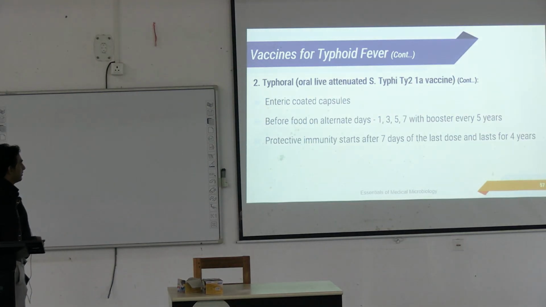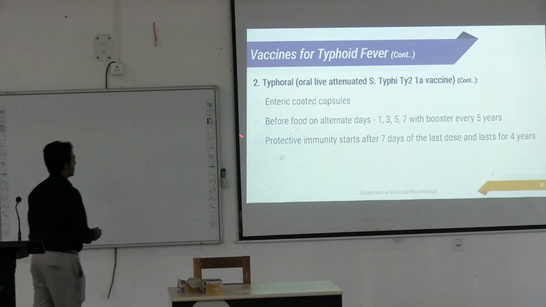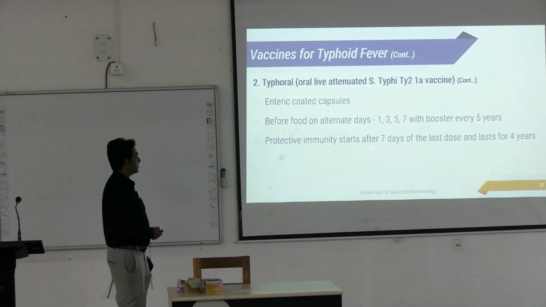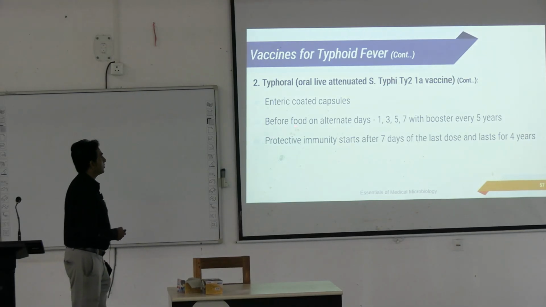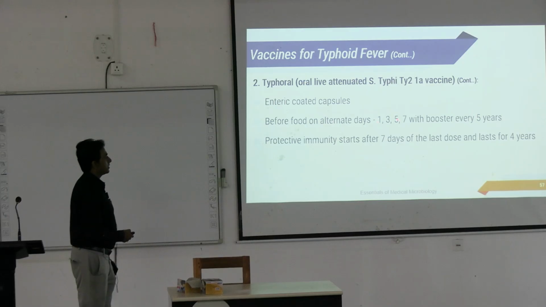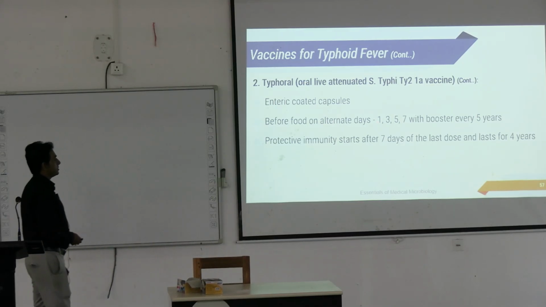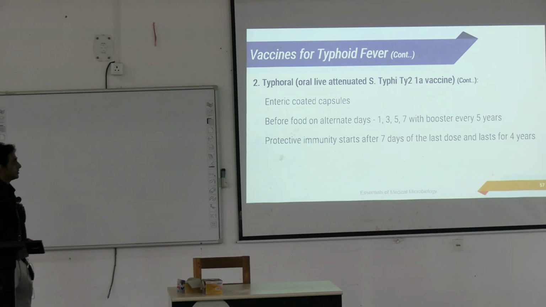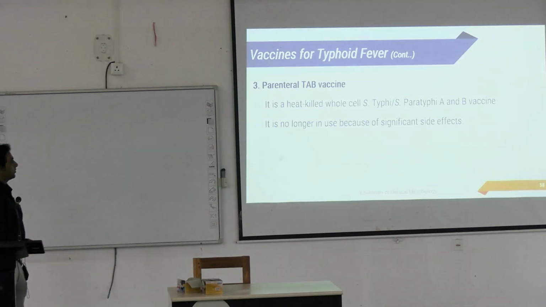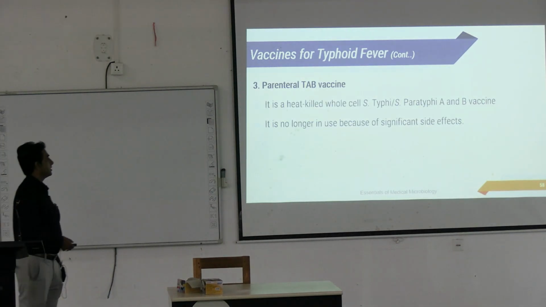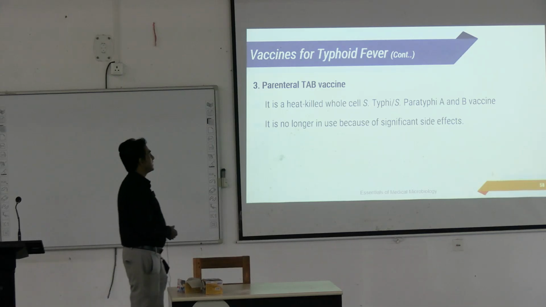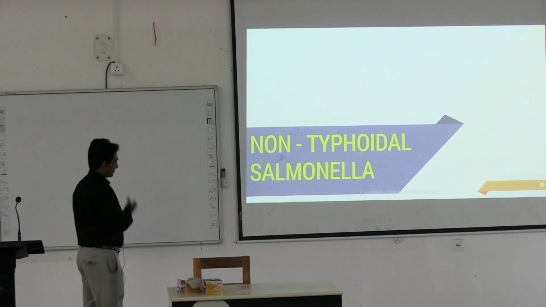The Typhoral vaccines, the oral live attenuated vaccines, are enteric coated capsules. This is given before food on alternate days, 1, 3, 5, 7, with a booster every 5 years. Protective immunity starts after 7 days of the last dose and lasts for 4 years. Parenteral TAB vaccine was a heat killed vaccine, but this is not used now because of side effects.